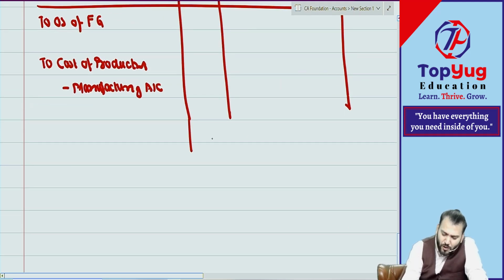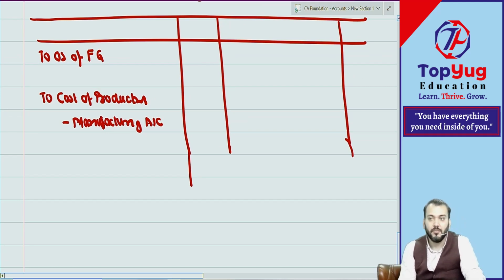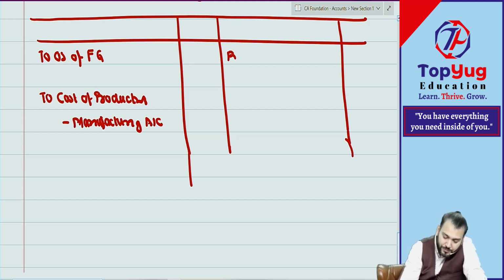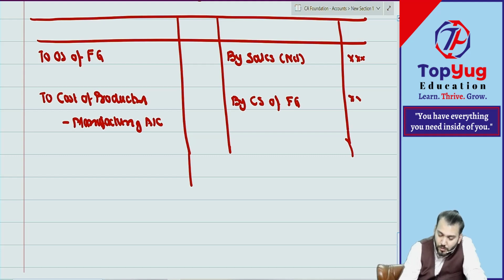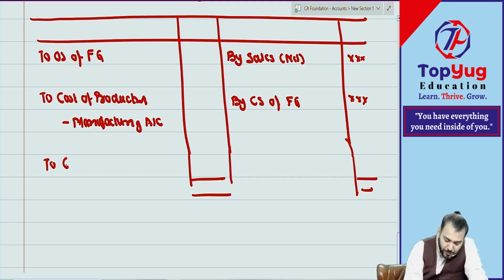Correct. So can you see this cost of production is nothing but all direct expenses? It will include all direct expenses, correct? By what? By sales. Of course sales will be net sales. Correct. Then what do you write down? By closing stock of finished goods. The difference will be what? To gross profit.